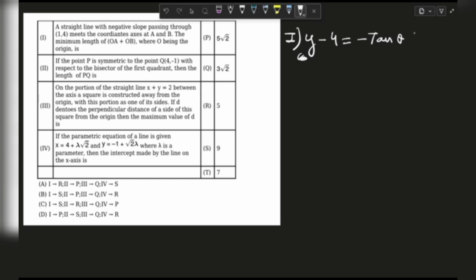Anyways, let's proceed. This is your x minus 1. So if we try to find out, say, OA and OB, for OA we will put y as 0. So this will become your 1 plus 4 cot theta. Similarly for OB we will put x as 0, so it becomes 4 plus tan theta.